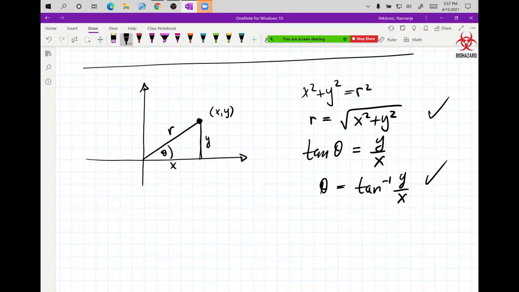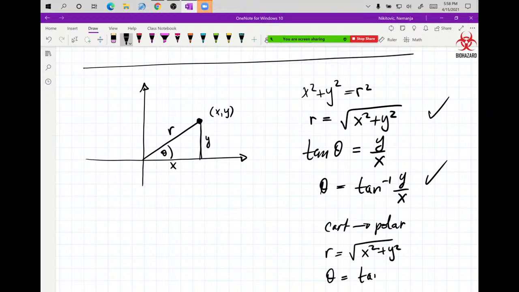So what we have with these two formulas is the ability to convert from the Cartesian system into polar. We'll have two equations, r squared equals x squared plus y squared, and theta, to come up with those two values that you need to put in the parentheses, right?